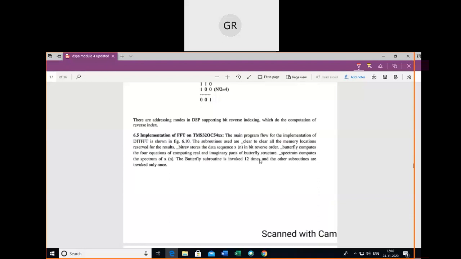Okay, how we can calculate AI dash, AI dash, BI dash, and BI dash. Here we consider the 2-point FFT computation. Okay, we derive the equations AR dash, AI dash, BR dash, BI dash. These are the outputs of the DFT. And _spectrum computes the spectrum of x of n.